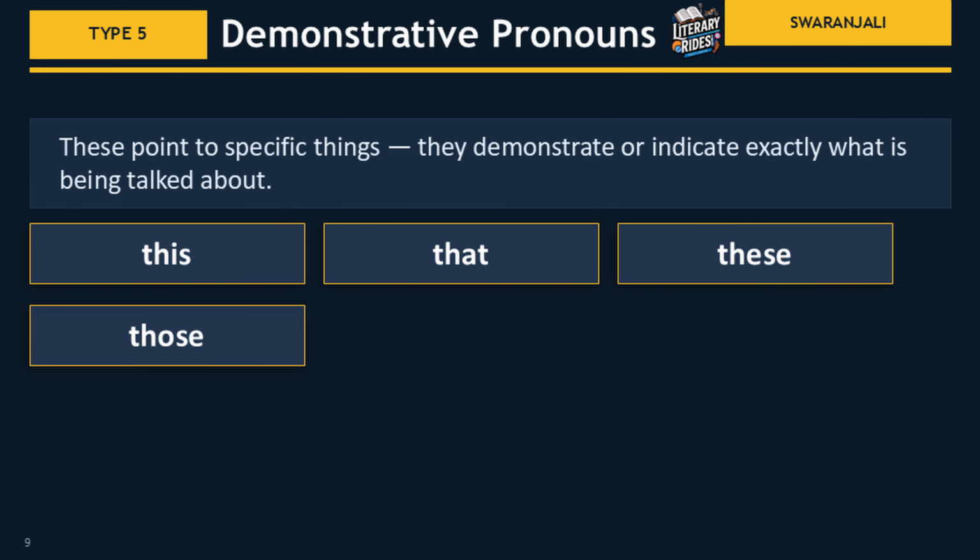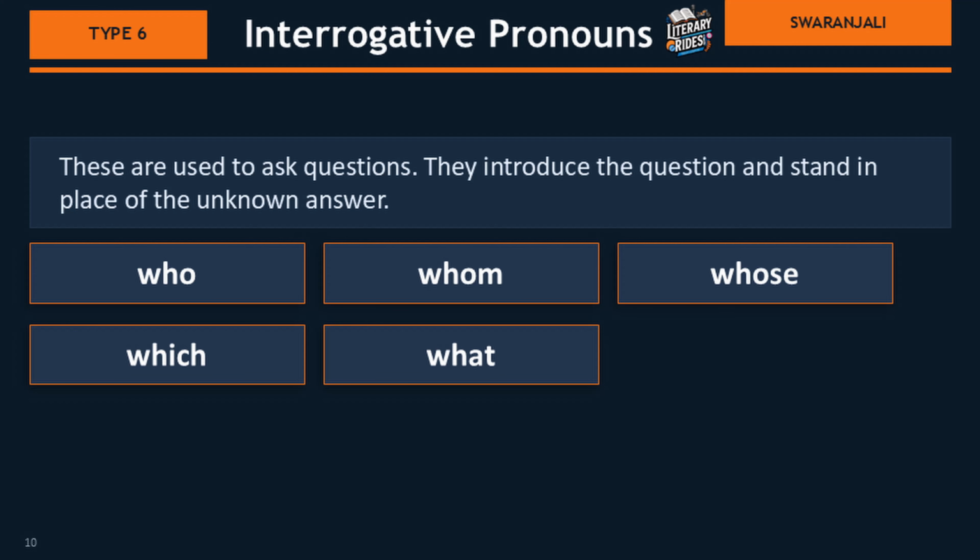Type number 5. Demonstrative pronouns. These point to specific things. This, that, these, those. This is my favorite song. Those are the beautiful flowers. They demonstrate. They point directly at something. Type number 6. Interrogative pronouns. These are used to ask questions. Who, whom, whose, which, what. Who is at the door? What is your name? Which do you prefer?